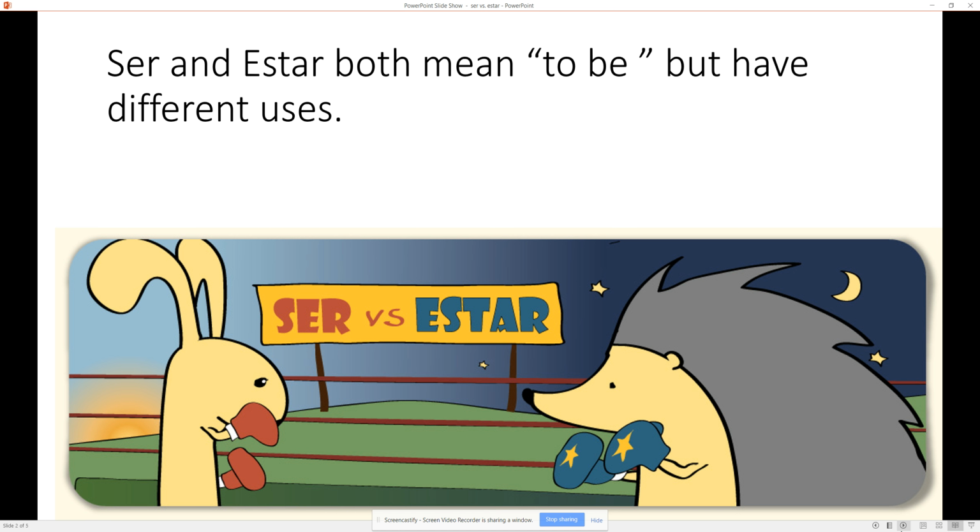So one of the things that comes up often is what's permanent and what's not permanent. So as we talk about that, I'm going to show how for most things you're going to see ser is permanent, and estar you're going to see them as much more temporary.